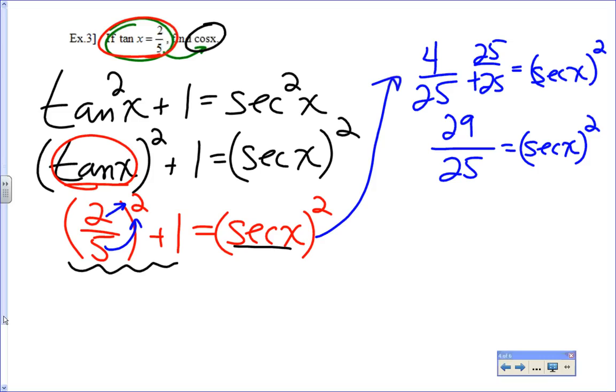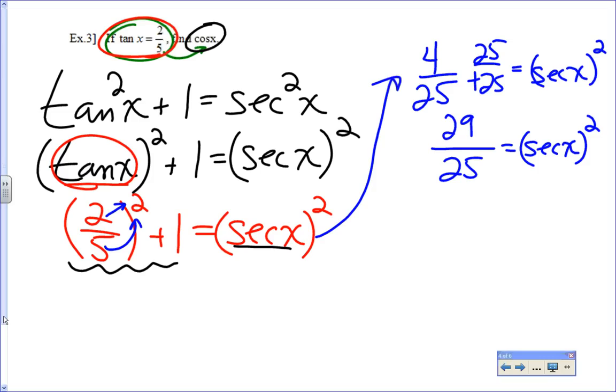Wait, whoa, time out. Where are we going? I got all this stuff on. I can't even remember what we're trying to solve for. Yeah, we're trying to solve for cosine. So am I trying to get x by itself? No. I'm trying to get secant of x by itself. Is it almost by itself at this point? Very close. Why is it not by itself?